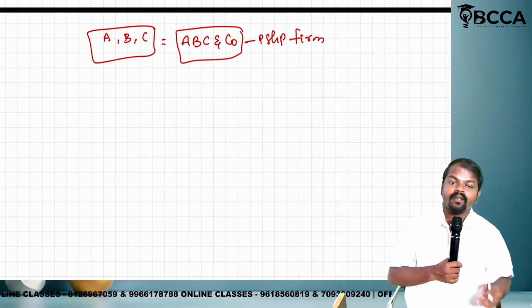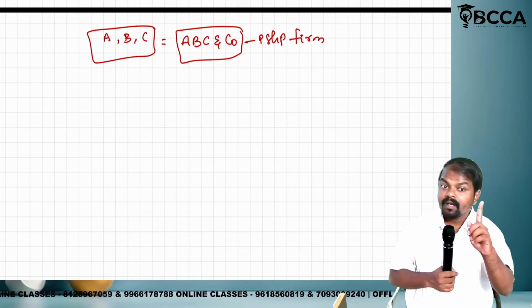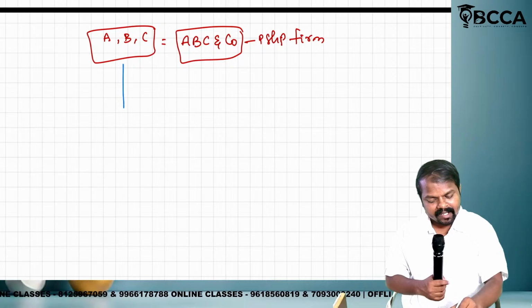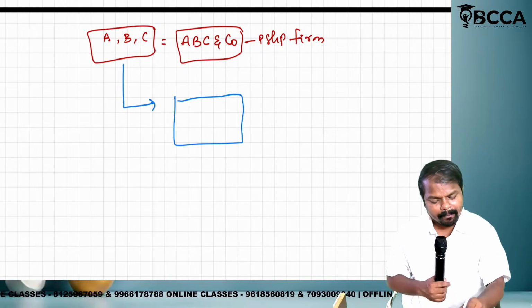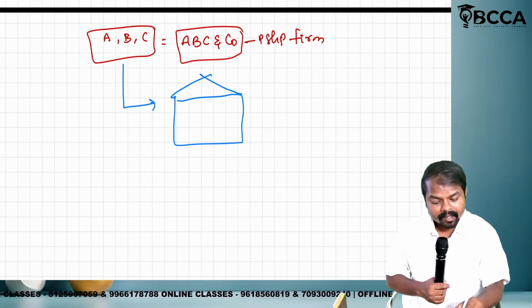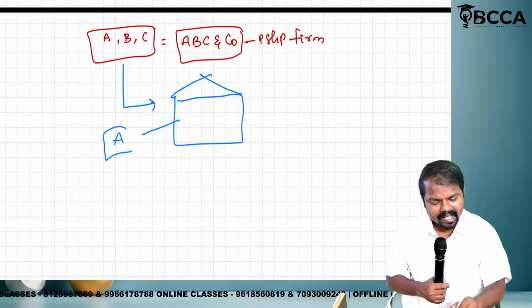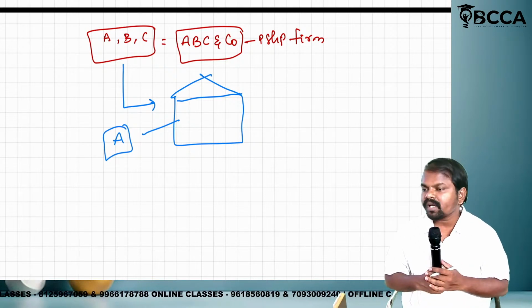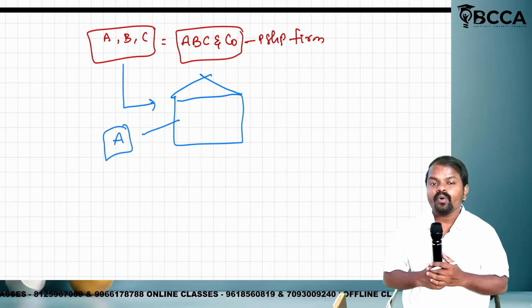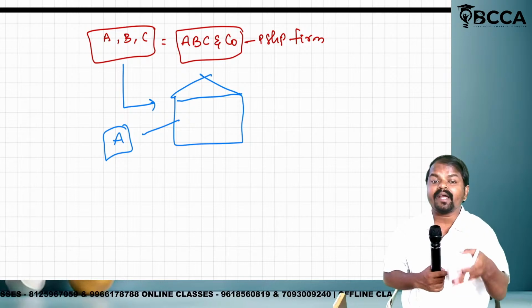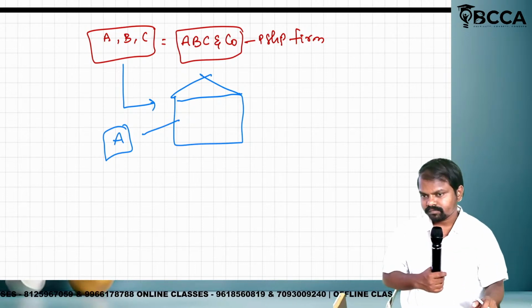Hello. This is a partnership firm. Listen carefully. They are doing business in one building. One such building is named A. Who is the owner of such building? A. Who is A? One of the partners in our business firm. Correct?